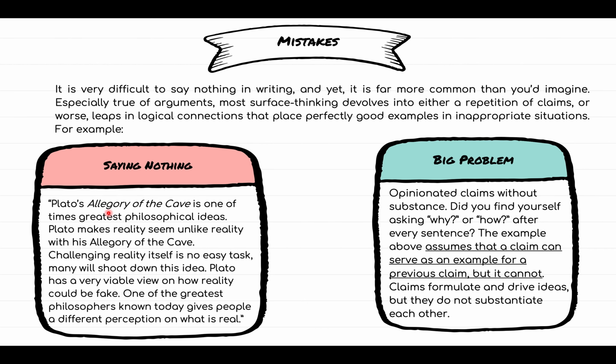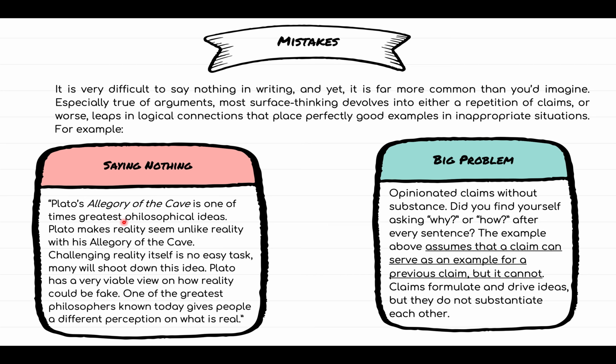So here are some mistakes that you're likely to make, or I hope you don't make, while writing an example, the evidence for the body paragraph. Okay. Saying nothing. This is when you have a series of claims that don't accomplish much except repeat the same idea. Plato's allegory of the cave is one of time's greatest philosophical ideas.